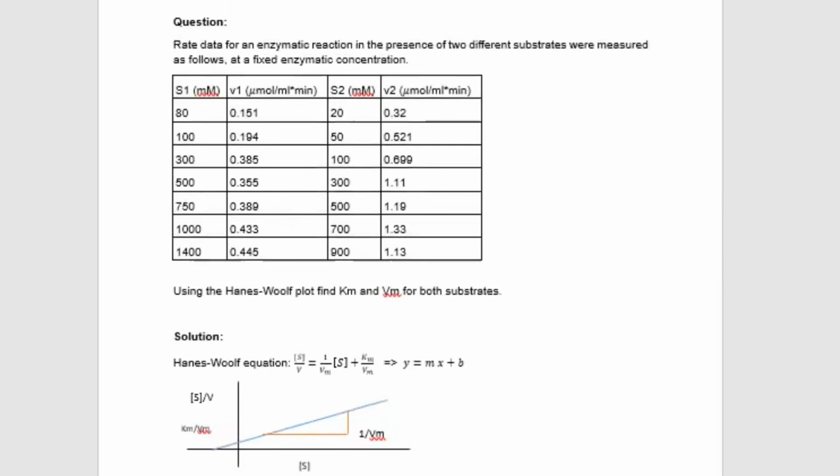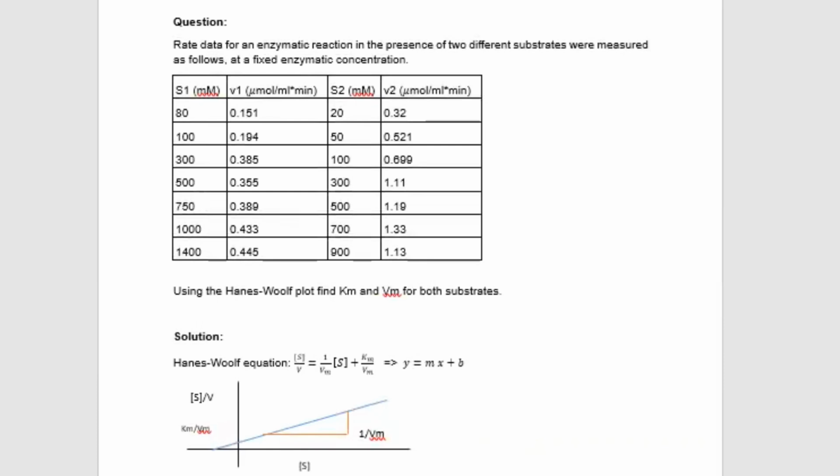Let us look at an example for enzyme kinetics. For this example, we are told that the rate data for an enzymatic reaction in the presence of two different substrates were measured as follows, at a fixed enzymatic concentration. We are given the values of S1, V1, S2, and V2. We must use the Hanes-Woolf plot to find the values of Km and Vm.